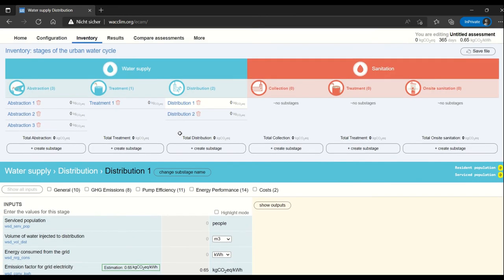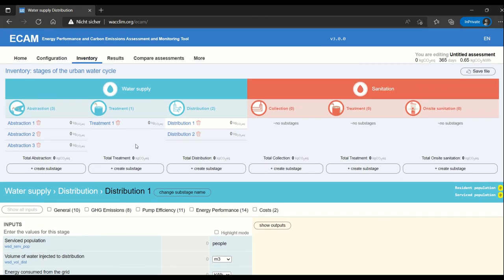That is about it for the basic concept of substages, but just to reiterate, you use them to enter all the data that's actually about the process itself. And they can illustrate processes in parallel. The other thing that you could use them for is also processes that happen after another. So for example, if you have multiple treatment processes that aren't already included in ECAM as separate treatment processes, you could also illustrate those with substages as well.